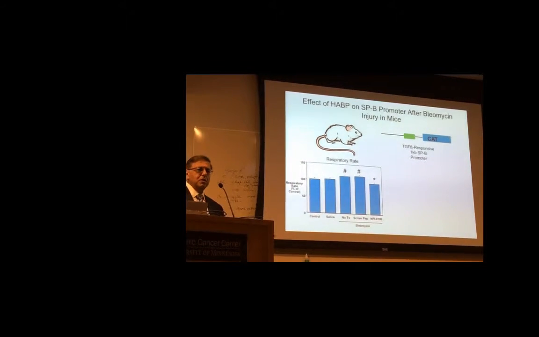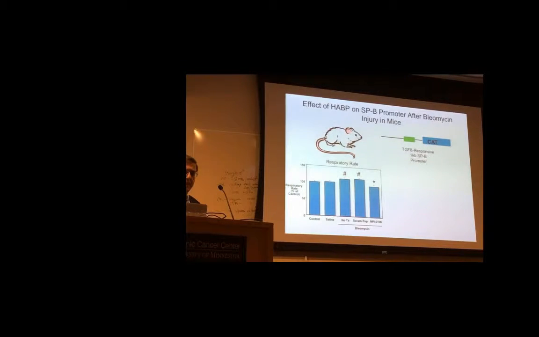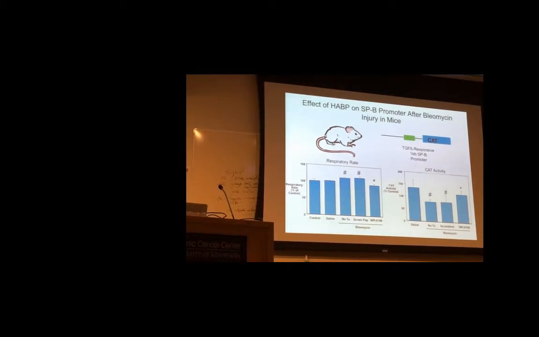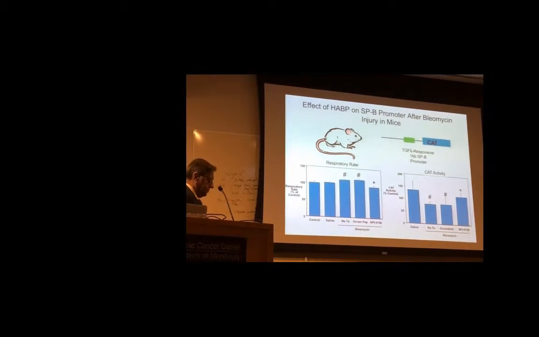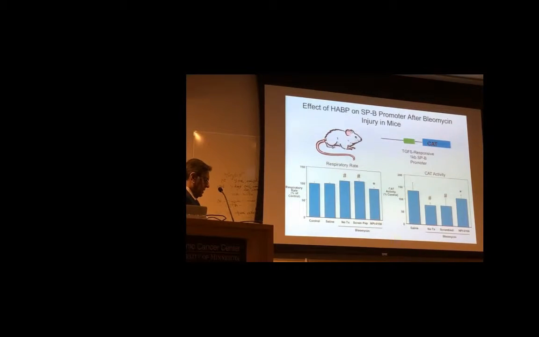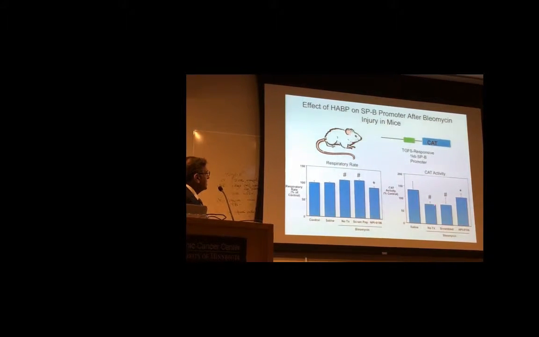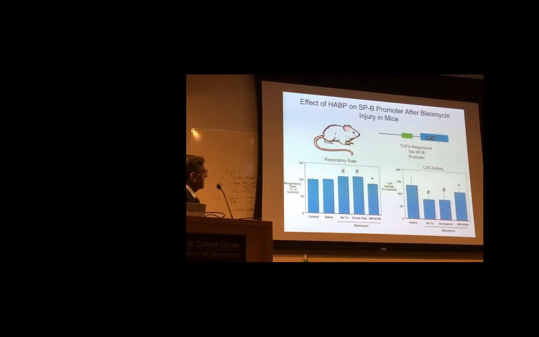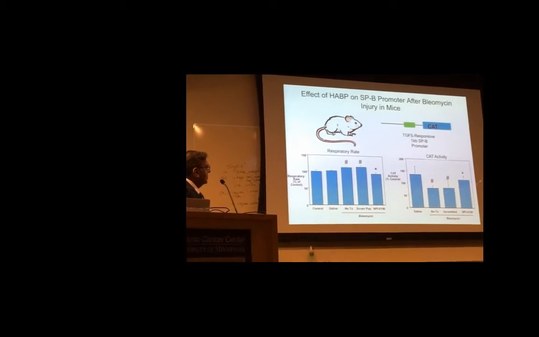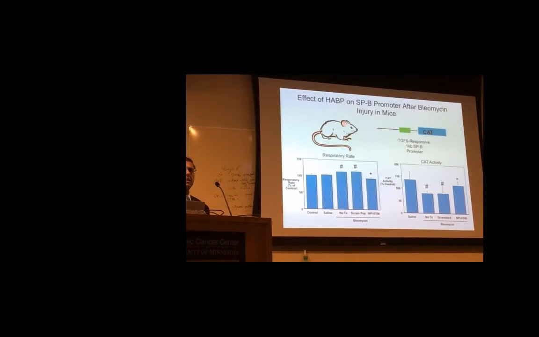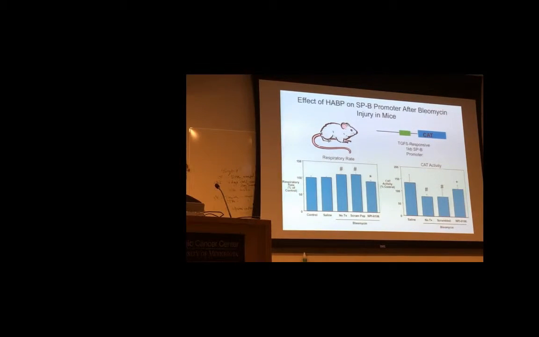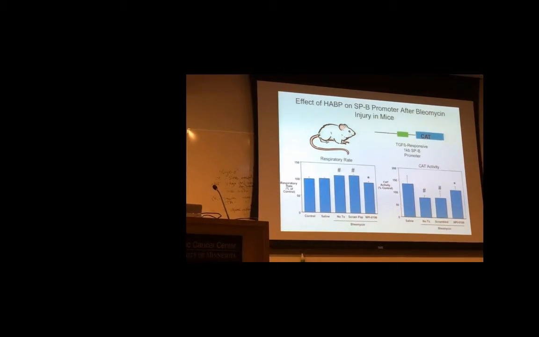We could reproduce the rat studies in the mouse, and when we looked at the chloramphenicol acetyltransferase activity, we could see that bleomycin decreased the promoter activity. Scrambled peptide had no effect, and there was a normalization of the promoter activity in these animals when they were given peptide.